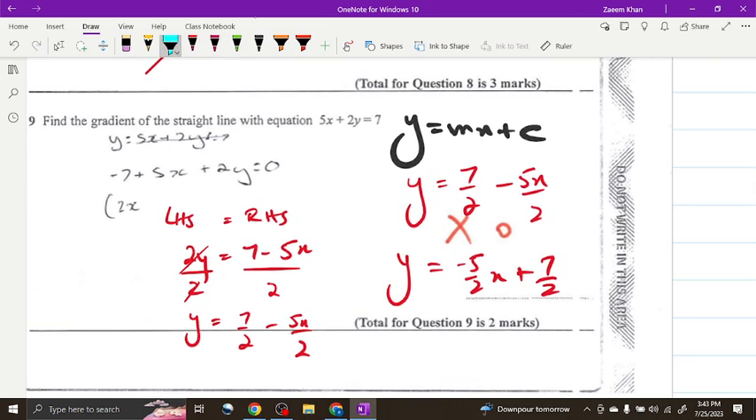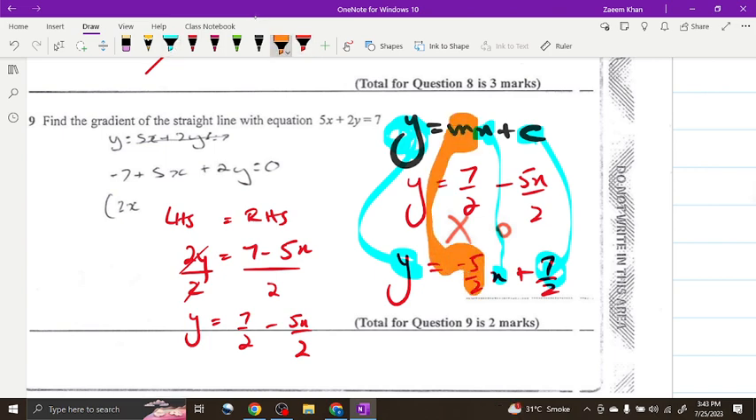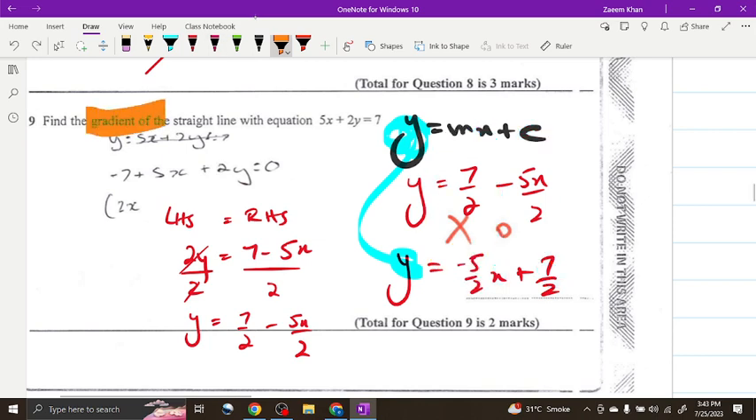Why? Because if you take a look, y matches with the y, the x is over here, the constant is over here, and this must be your value of m. Is this making sense? It is? So what's the gradient of this straight line?